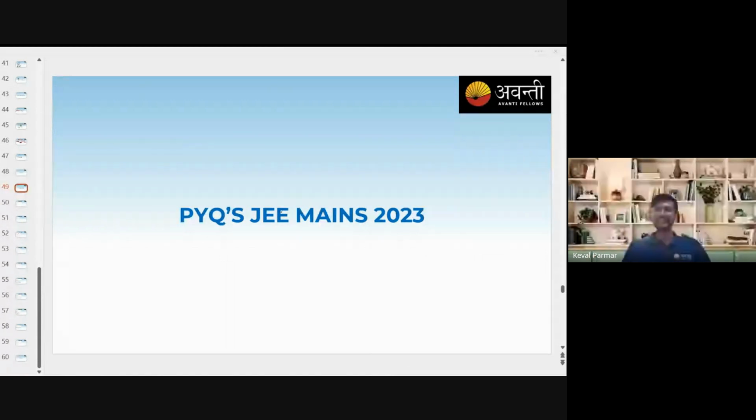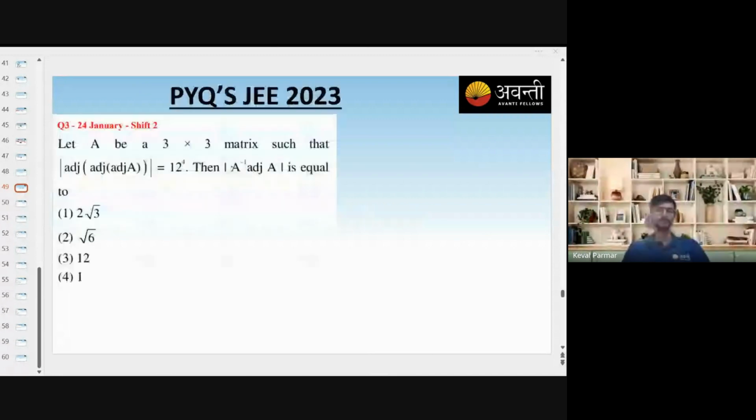No issues. Chalo. Let's start the PYQs, guys. The first one is this. You can see I have given the name also. It is 24th January, shift 2. So it is saying, let A be a 3 cross 3 matrix such that.